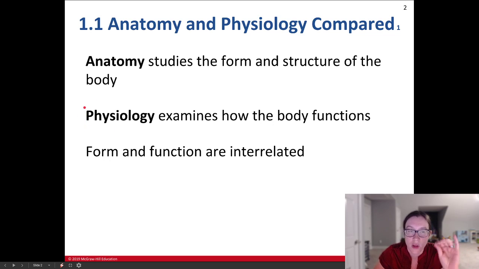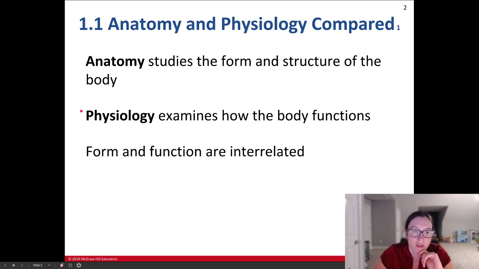And sometimes we'll even go down to a cellular level to see exactly what those cells and those molecules are doing. And form and function are interrelated, right? In order for something to work, it needs to have a specific structure. So usually form follows function, so one depends on the other.